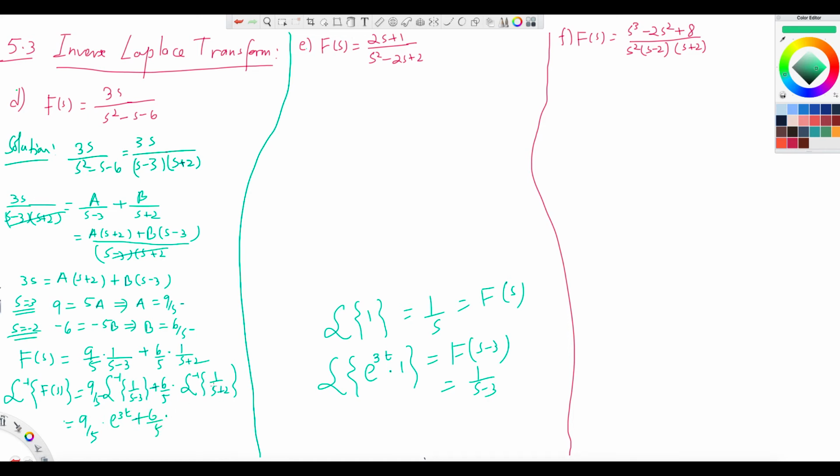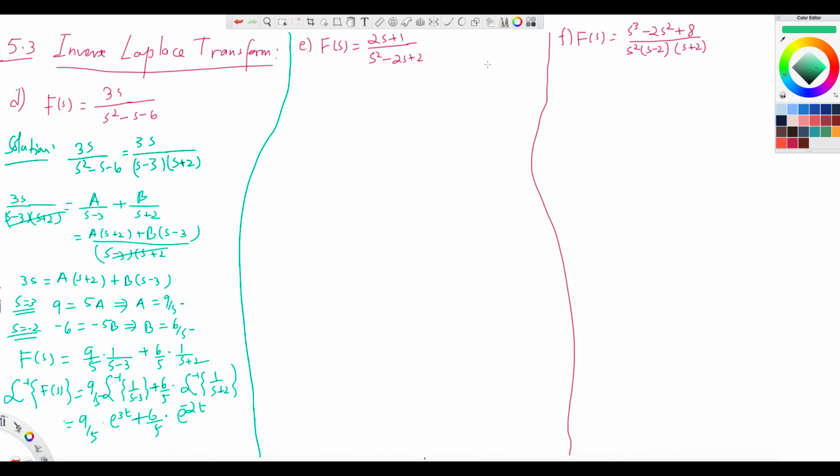What is the function whose Laplace transform is 1 over s plus 2? It is similar to that. If I multiply 1 by e to the negative 2t, s will be replaced by s plus 2, because if there is minus, there is plus, and if there is plus, there will be minus. So it will be 1 over s plus 2, and the function is e to the negative 2t. So the inverse Laplace transform of F of s is 9/5 e to the 3t plus 6/5 times e to the negative 2t.